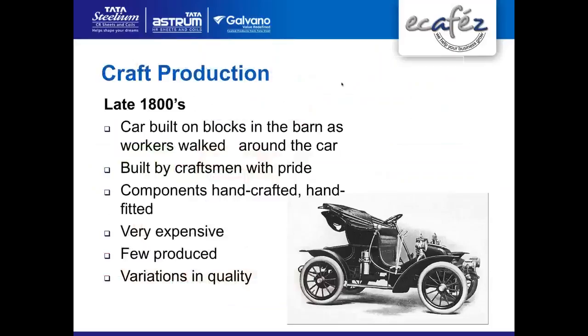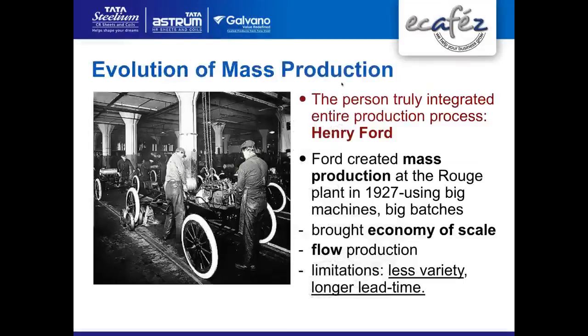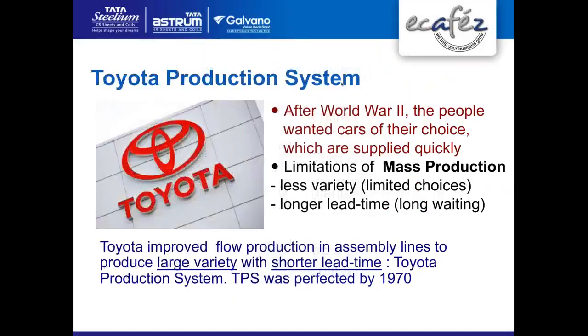So this is the craft production I have discussed. This is the evolution of mass production, 27. The Toyota production system. So the mass production system was modified to the Toyota production system, which is now called lean manufacturing.